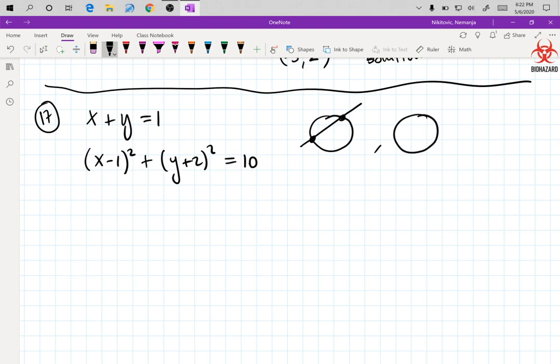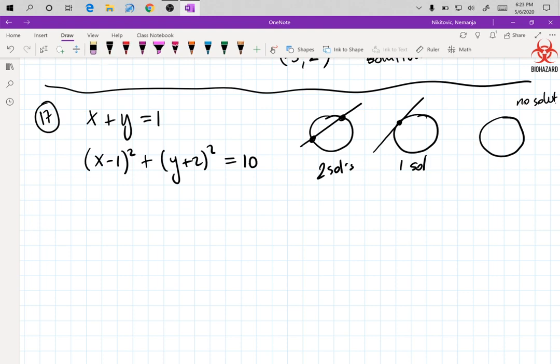The line could just kiss the circle. There we go. One solution. Or they could just miss each other completely and have no solution. So these are all possibilities that we have.